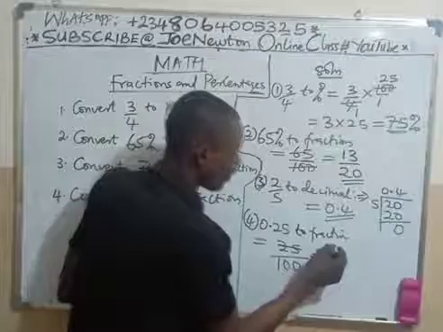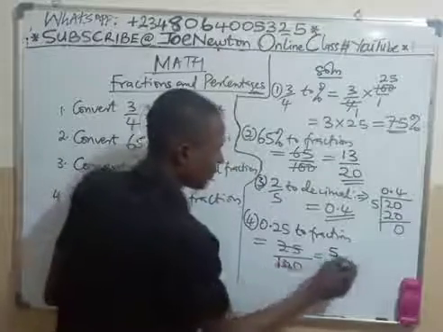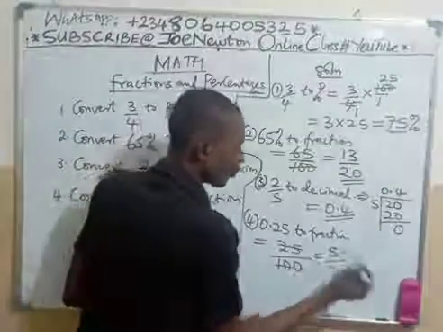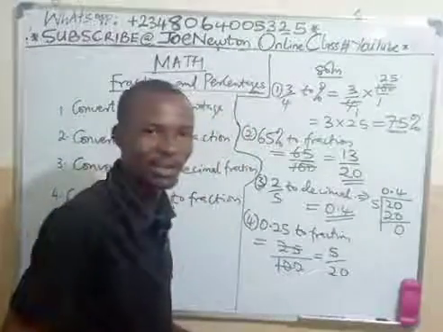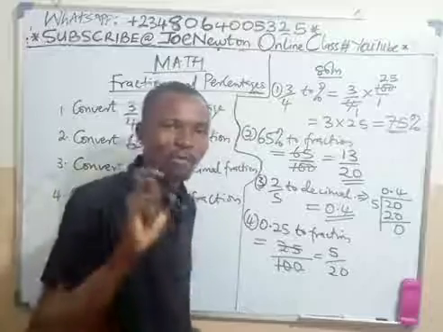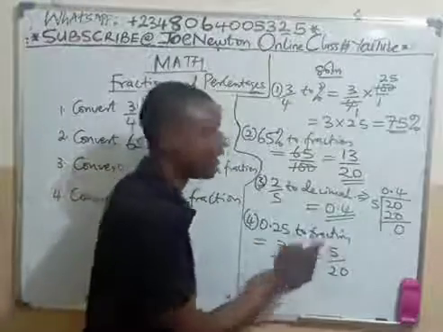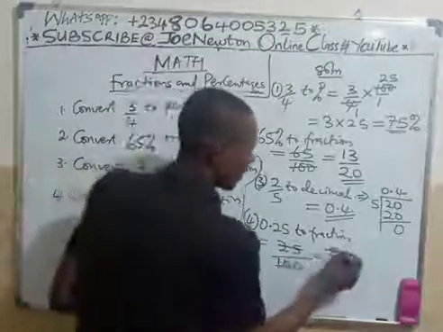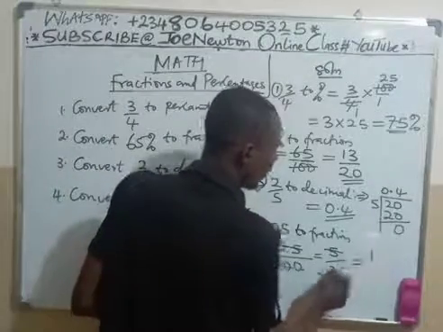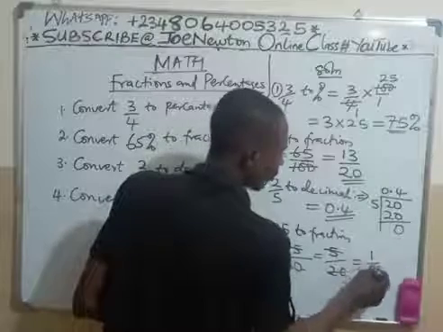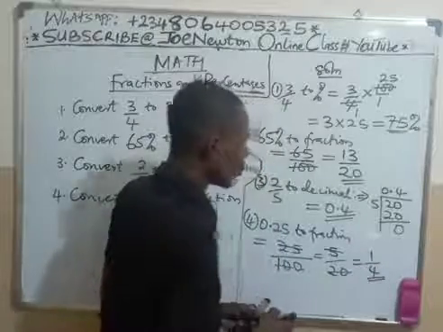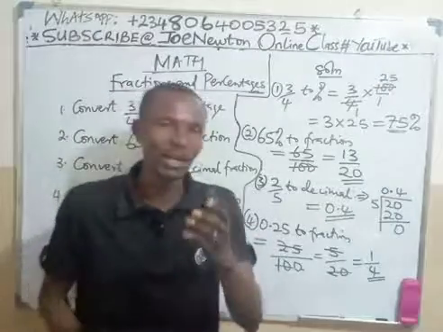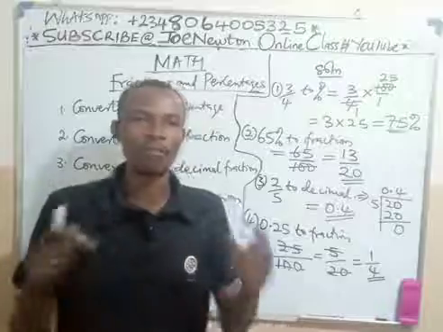5 divides 25 gives us 5, and 5 divides 100 gives us 20. If you look at it, we can still go further. We have common factors. Remember, in dividing or reducing to lowest term, you must use the same common factor for both the numerator and denominator. Where it does not work, then you stop. Then 5 divides this one is what? 1. 5 divides 20 gives us what? 4. So the answer here is 1 over 4. Implication is that 0.25 in decimal fraction is equivalent to 1 over 4 in ordinary or common fraction.